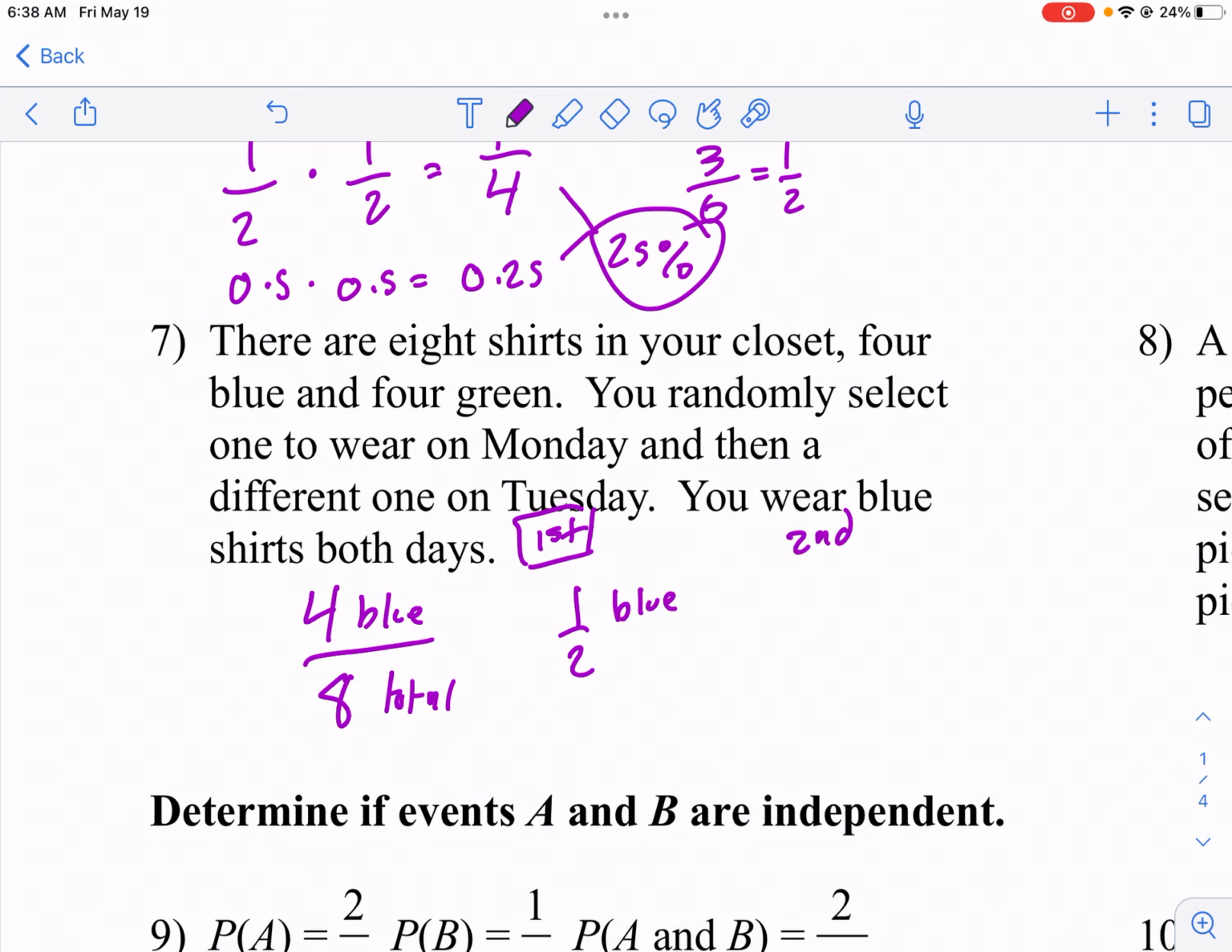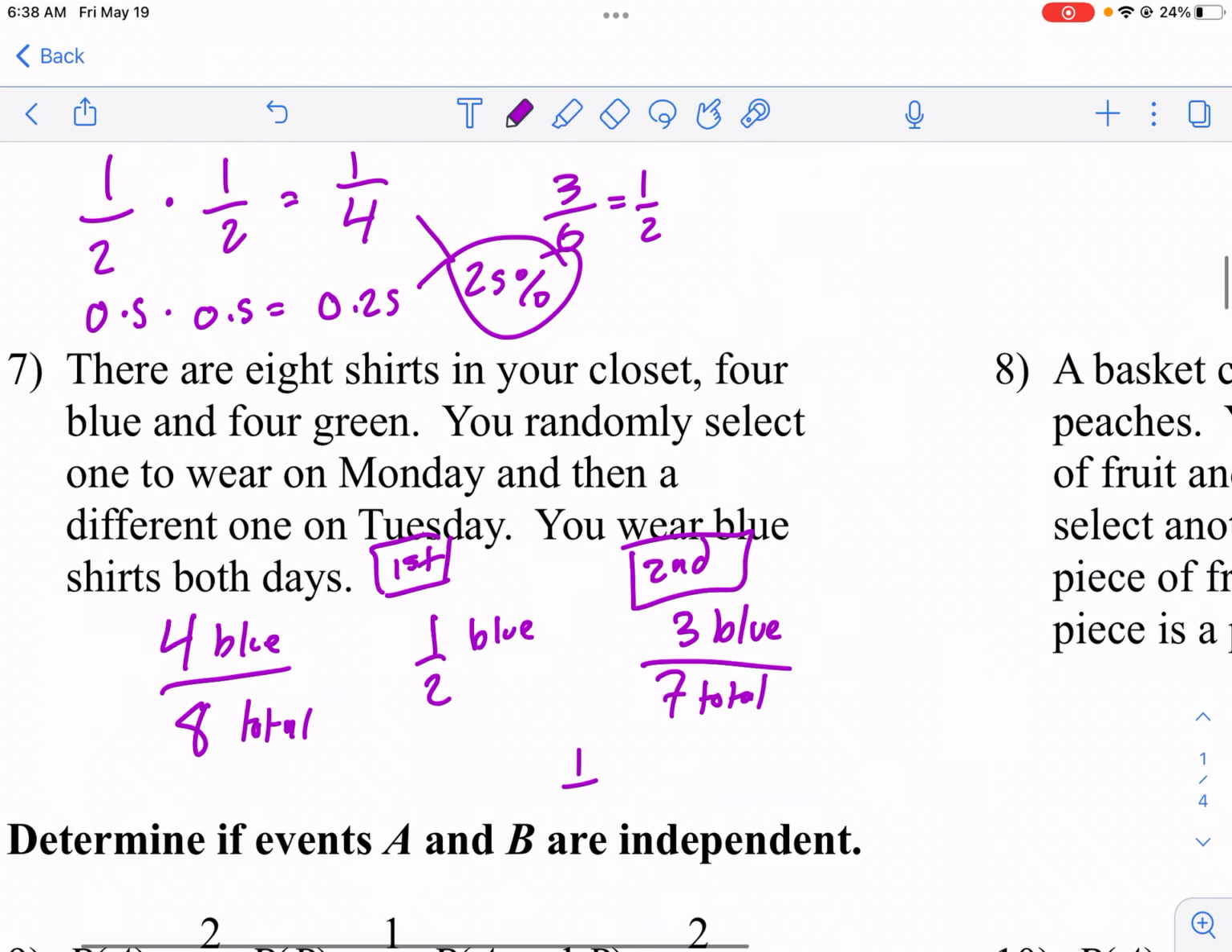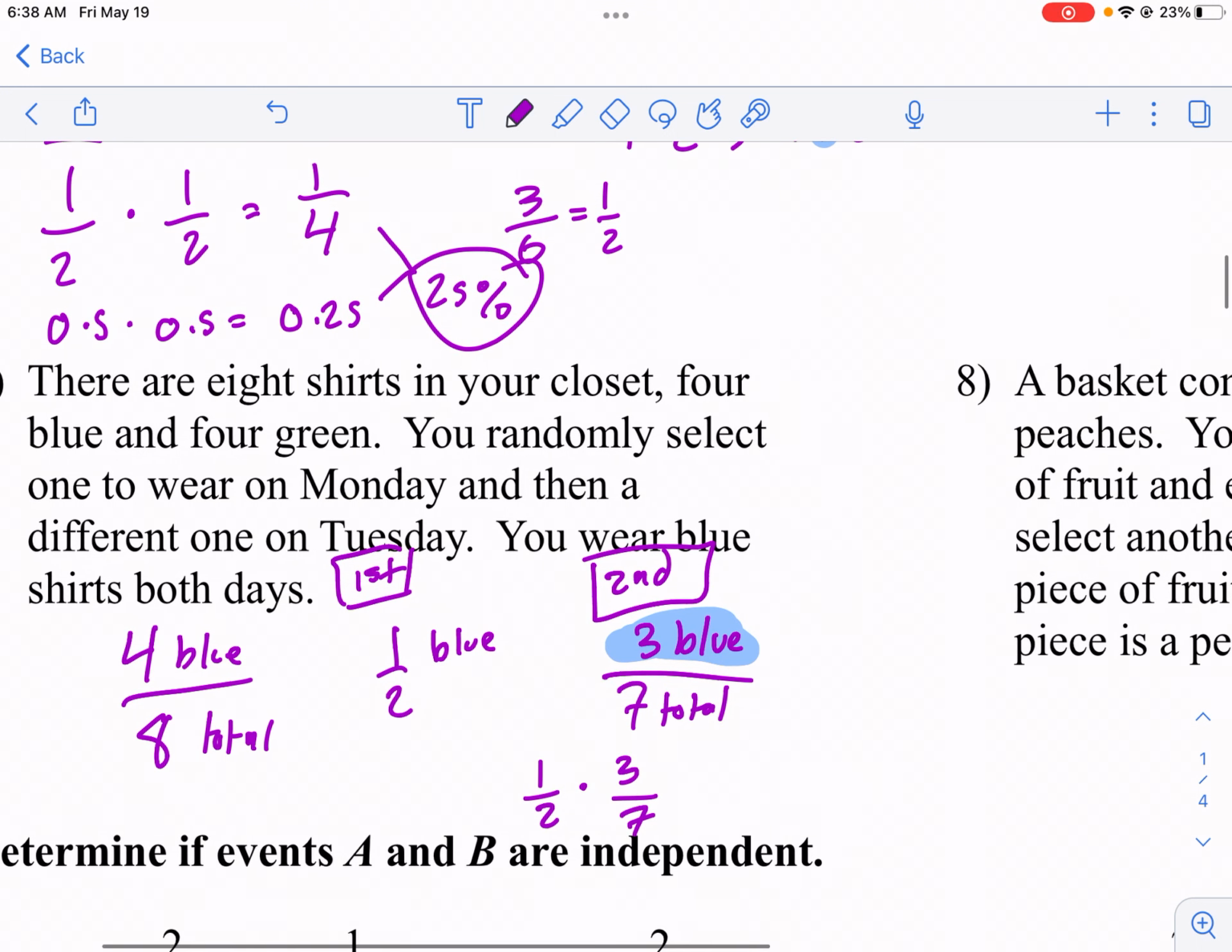But the second day, we used up a shirt. So now we have 7 total shirts. Okay, we're not going to wear a dirty shirt. And then we only have 3 blue left. So we have to multiply 1/2 times 3 out of 7. 8 total shirts, 4 are blue. We used up 1 blue. So on the second day, there's only 3 blue left, and there's only 7 shirts left. The probability that we're going to select blue goes down. 1/2 is bigger than 3 7ths. 3 7ths is the second day. Less likely that we're going to have a blue shirt.